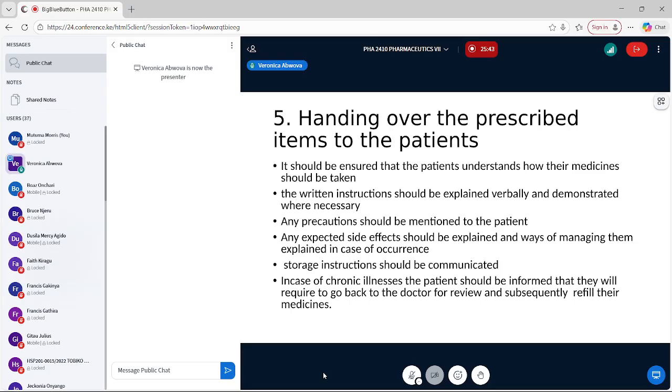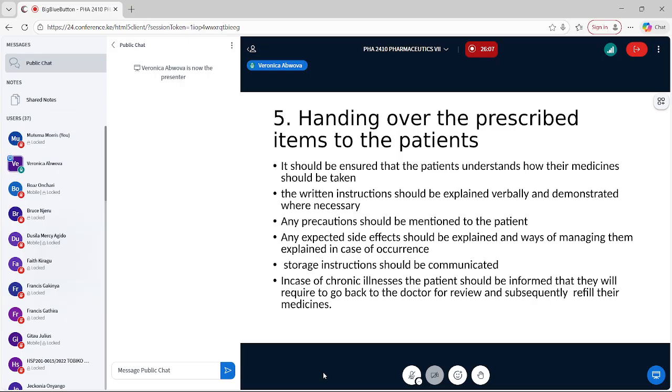Those are some of the things that you need to tell your patient. Or like we had the medicine which makes you drowsy. You need to tell the patient this medication will make you drowsy. So if you're a driver, ensure that you're not driving while you're taking this medication. Any expected side effects should be explained, and ways of managing them explained in case of occurrence.